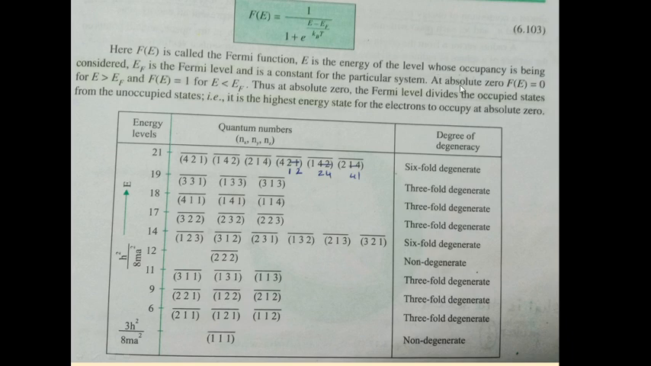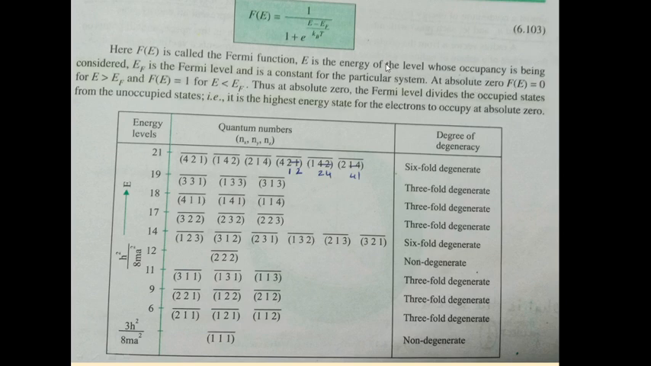Don't forget, the entire thing we are talking about is at absolute zero, because as the temperature increases, electrons get energy through external agencies and therefore go to higher excited states. In that case this probability is not zero, because now the temperature is not zero. So f of E is equal to 0 where E is greater than EF is only true in the case of absolute zero. Similarly, f of E is equal to 1 for E less than EF is only true at absolute zero.